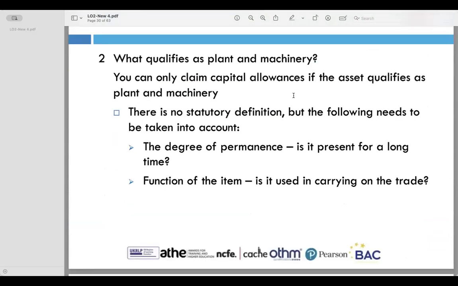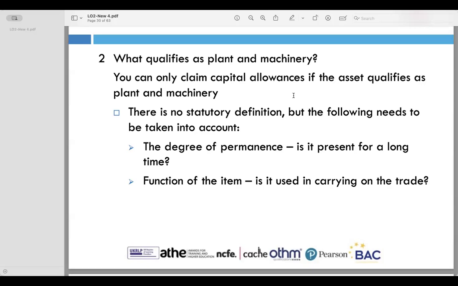What qualifies as plant and machinery? You can only claim capital allowances if the assets qualify as plant and machinery. Despite the fact that there is no definite legal definition of plant and machinery, there are a number of significant considerations to take into account when deciding whether or not an asset meets the requirements. Degree of permanence: we need to take into consideration the length of time that the asset is supposed to be maintained. It is something that will be present and functional for a considerable amount of time. Assuming this is the case, it is more likely to be categorized as plant and machinery.